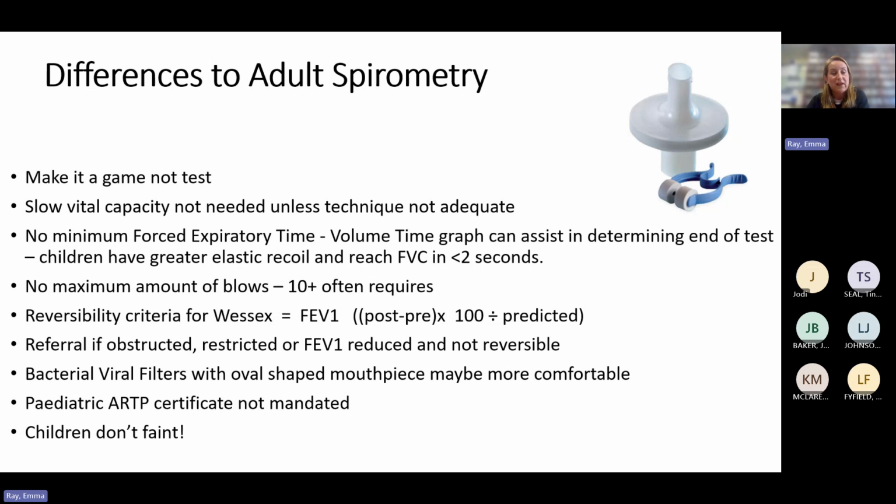And I put just down the end there, children don't faint. Sometimes we see adults having a vasovagal, and it's all quite dramatic, but luckily children don't faint. So that's a good thing.